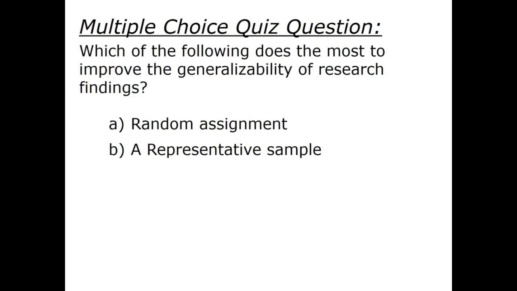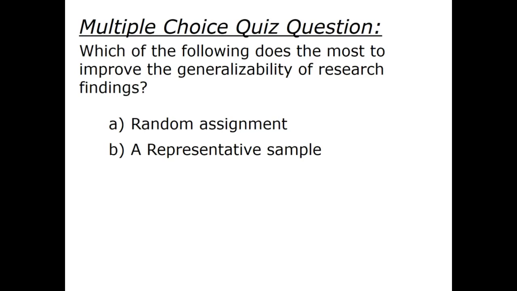Here's the last multiple choice quiz question. Which of the following does the most to improve the generalizability of research findings? Is it A. Random assignment, or B. A representative sample? Pause the video now if you need time to correctly identify the answer.